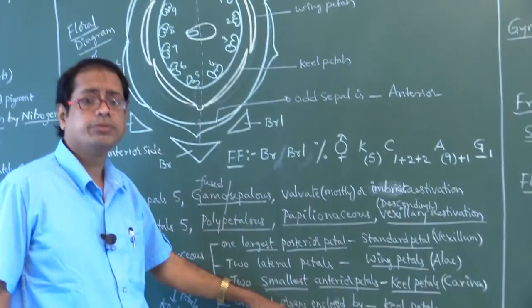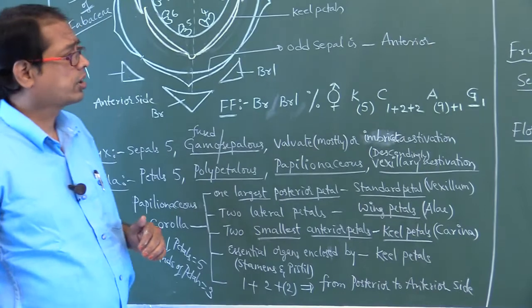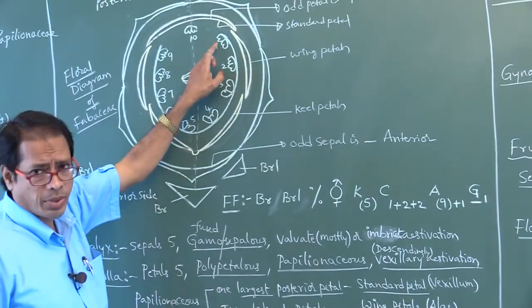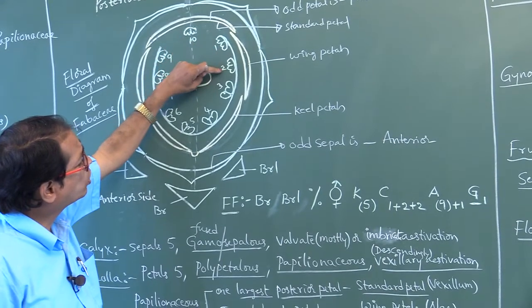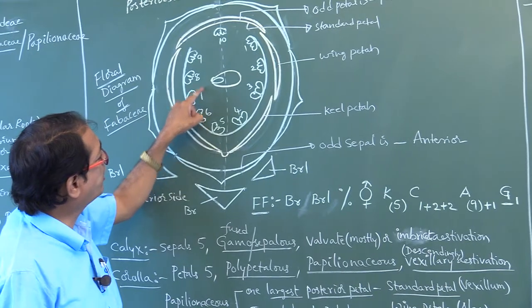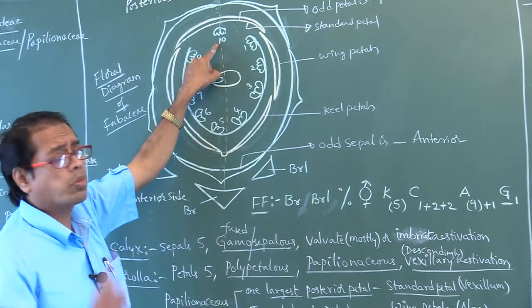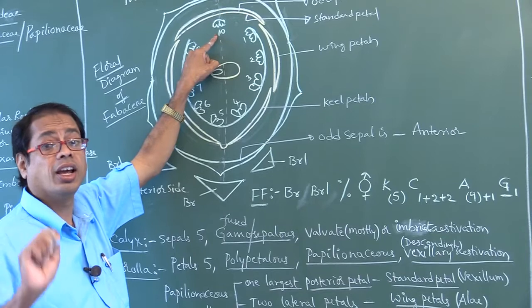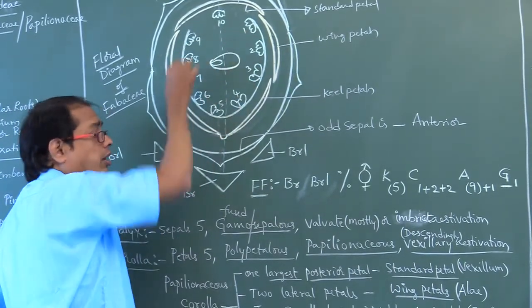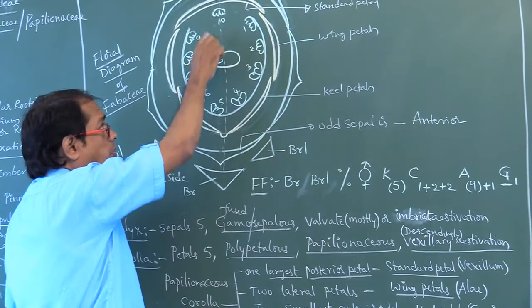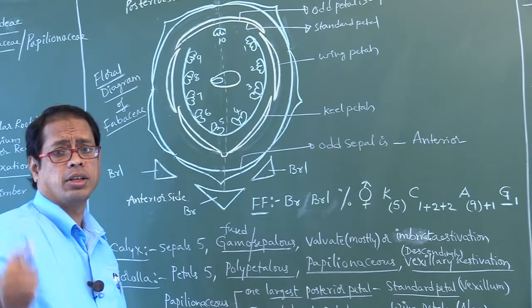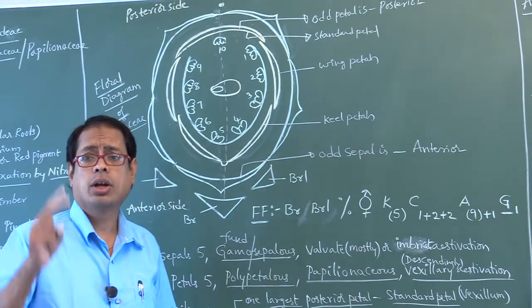That is about petals. Next, androecium. These are the stamens. How many stamens? Let's count: 1, 2, 3, 4, 5, 6, 7, 8, 9, 10. Number of stamens in each Fabaceae flower, 10. These 9 stamens are present in one bundle and the remaining 10th stamen is present as a separate bundle. So the total number of bundles is 2.